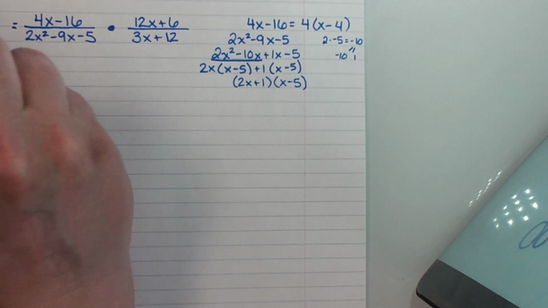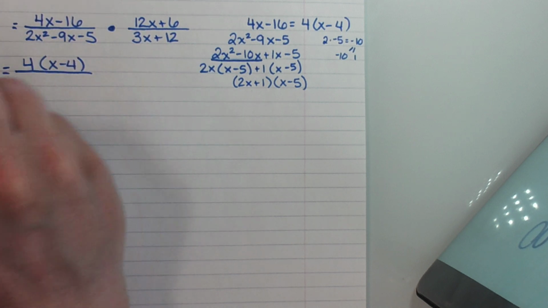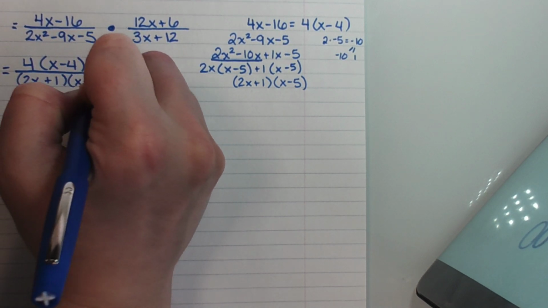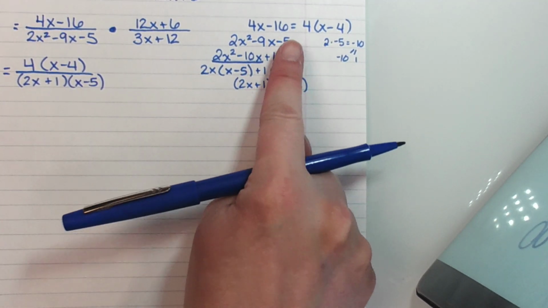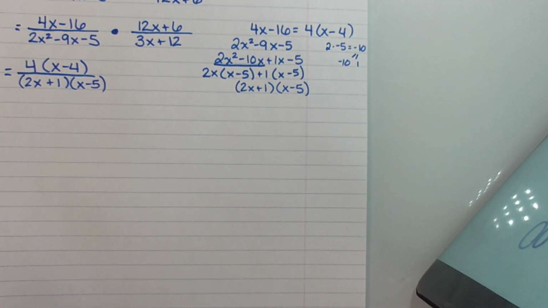Okay, so far I have 4 and x minus 4 over 2x plus 1 and x minus 5. This is why I do the factoring off to the side. Particularly AC method's a long one. That and factoring by grouping.